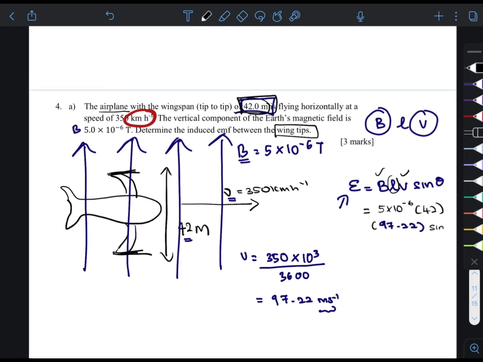Okay, angle dekat sini adalah sin 90. Angle antara B dan juga V kita, they are 90 degree to each other. So kita tekan calculator, you will end up with 0.02 V. This is your induced EMF.